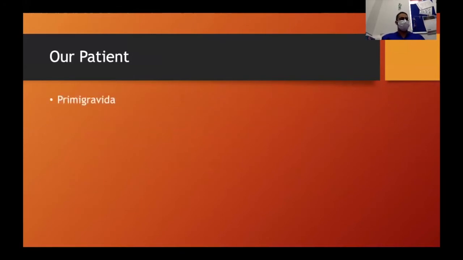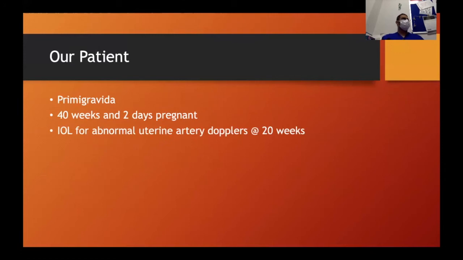So our patient today is a primary gravida. She's 40 weeks and 2 days pregnant, and she's coming for induction of labor for abnormal uterine artery Dopplers at 20 weeks. Okay, from this information, I am trying to think, okay, why am I monitoring this baby? Why am I monitoring this baby?